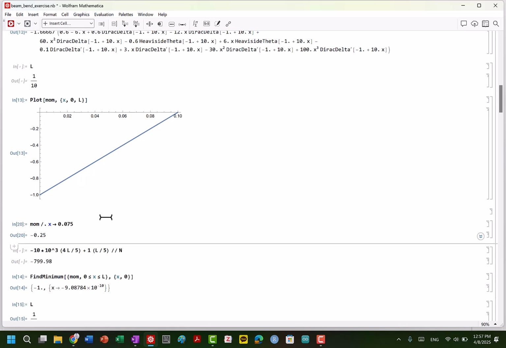So this is how you set up and get your bending moment diagrams, and how you deal with beam bending and connect it to statics.